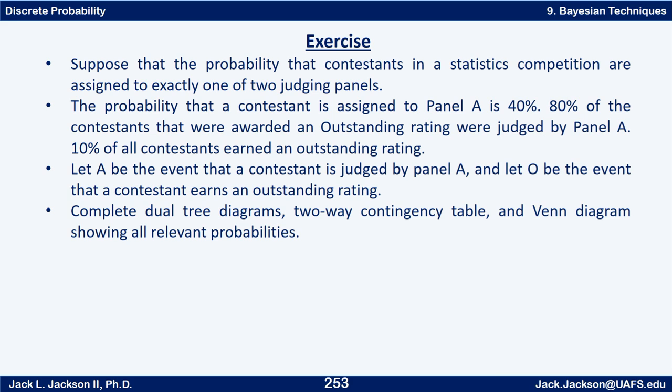Again, use the same letters as before, and what I'd like you to do is complete the dual tree diagrams, the two-way contingency table, and the Venn diagram, just like we did in the last example, showing all the relevant probabilities. And this may take you a minute or two, so we're going to ask you to press pause, work it all out, and when you come back, we'll give you a solution that you can check against what you've done. It's very important that you work through some of these exercises yourself as you're going through these videos and not just watch me do them, because you really learn it when you do it yourself. So press pause now.